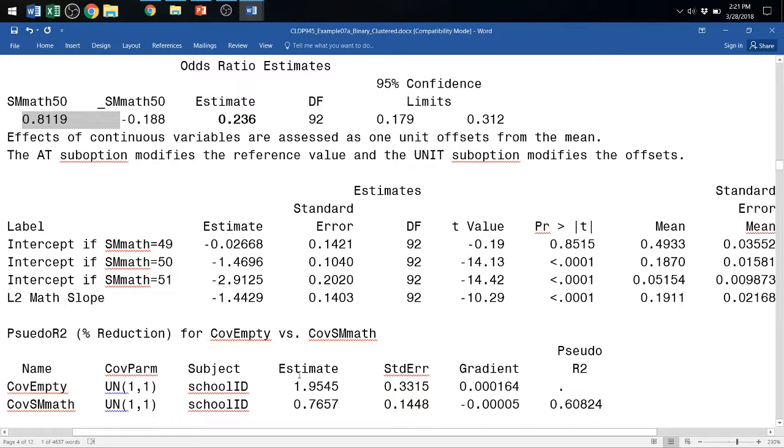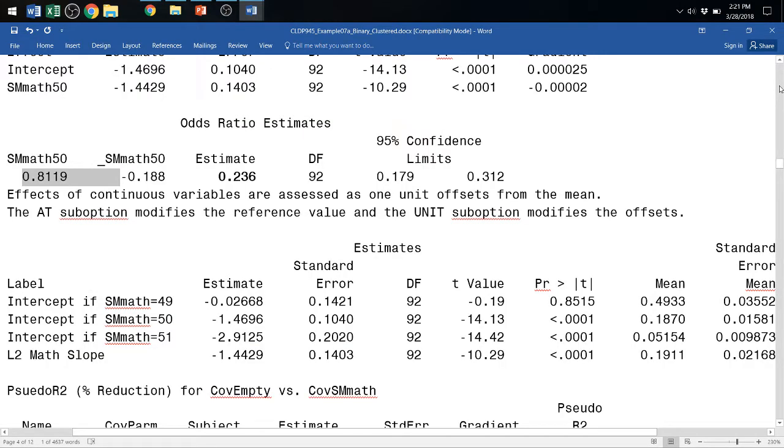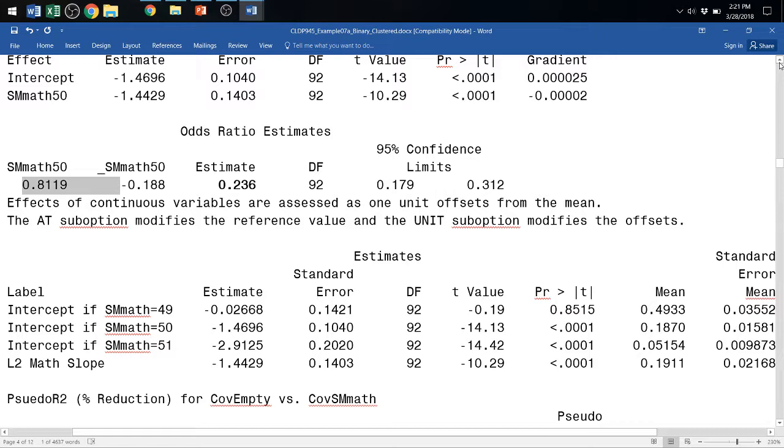Okay. So, here are my estimate statements. The estimate is in logits. So these are the predicted logits at each of these levels of math. So you'll see the one in the middle at 50 is exactly the fixed intercept from above, as it should be. Each of these units differs by the slope. So a 1 unit change in math has an equal difference in predicted logits. From 49 to 50, from 50 to 51, the distance is the same in terms of logits. It's a linear effect of school math.